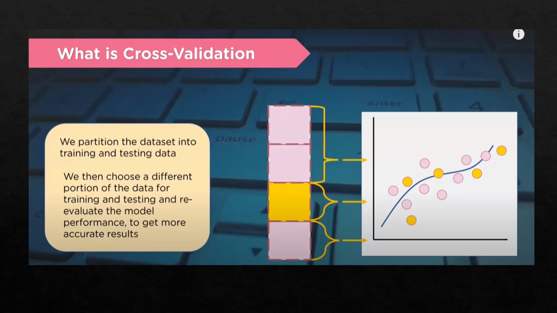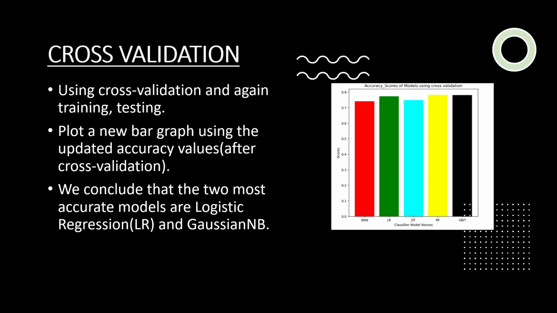After that, we will be applying cross-validation. So what is cross-validation? In cross-validation, we basically choose a different portion of the data for training and testing and re-evaluate the model performance to get more accurate results. So after cross-validation, we will plot a new bar graph using that upgraded accuracy values. And after this, we conclude that the most accurate models are logistic regression and Gaussian NB.